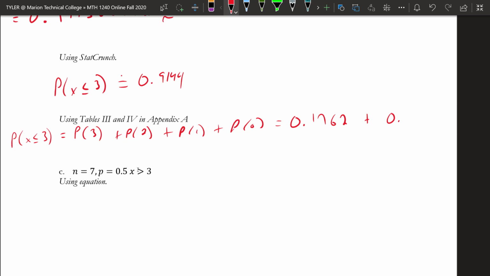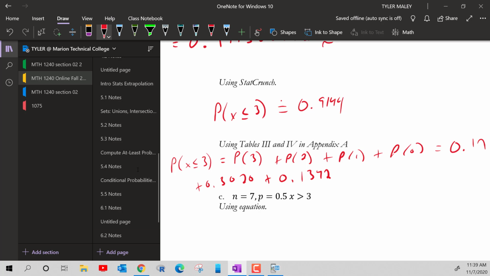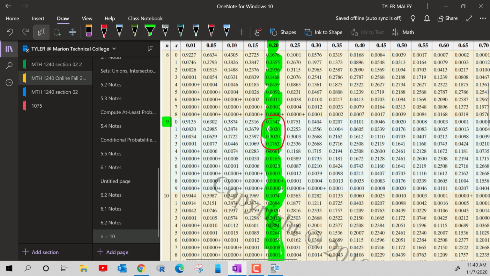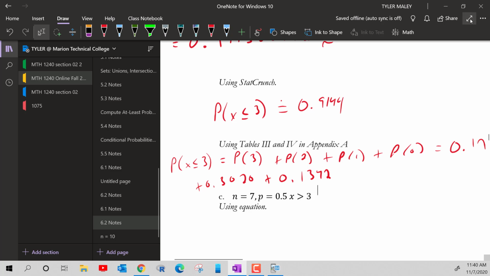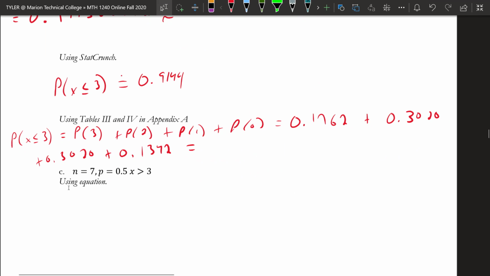0.1762 plus 0.3020 plus 0.3020 plus 0.1342. Right, so like I said, we simply added those numbers together, right? So if you add those up, that gives you 0.9144, right, which is what we were after, right?